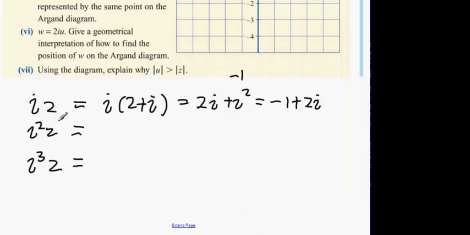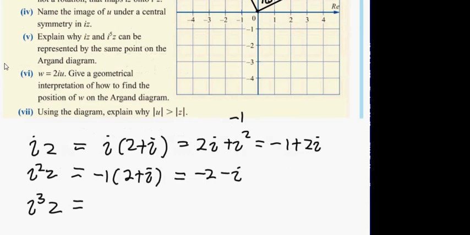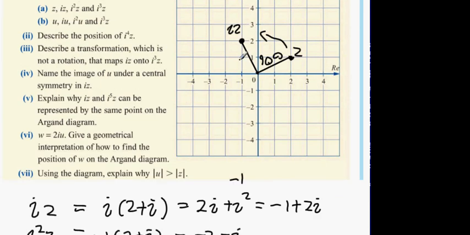i squared is what number, guys? It's minus 1 multiplied by 2 plus i. It's minus 2 minus i. Now look at this, guys. Minus 2 minus i: minus 2 across, 1 down. And as predicted, it's now rotated another 90 degrees. It was here, and now it's gone up here. The next one should be located down here if we're doing things properly.